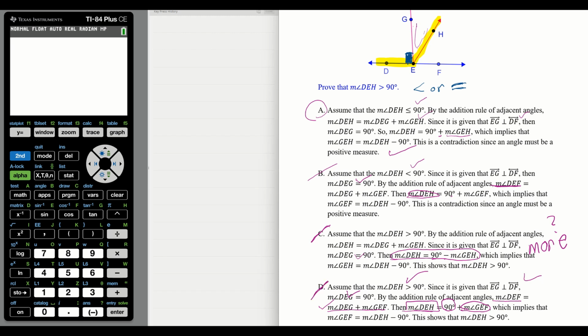That's an inappropriate proof. Okay, we've gotten through A. Yes, these are difficult. Notice I didn't even go to my calculator one time. So confusing. All right, let's go to the next one.